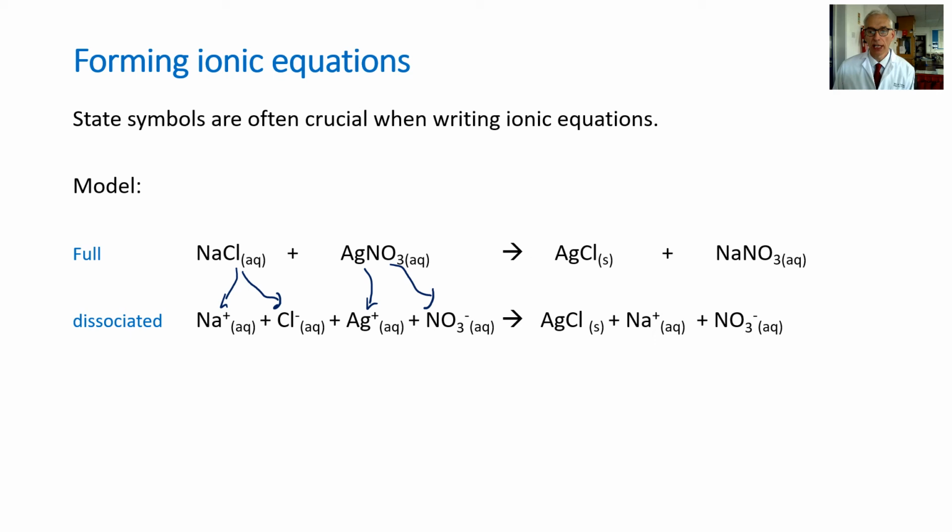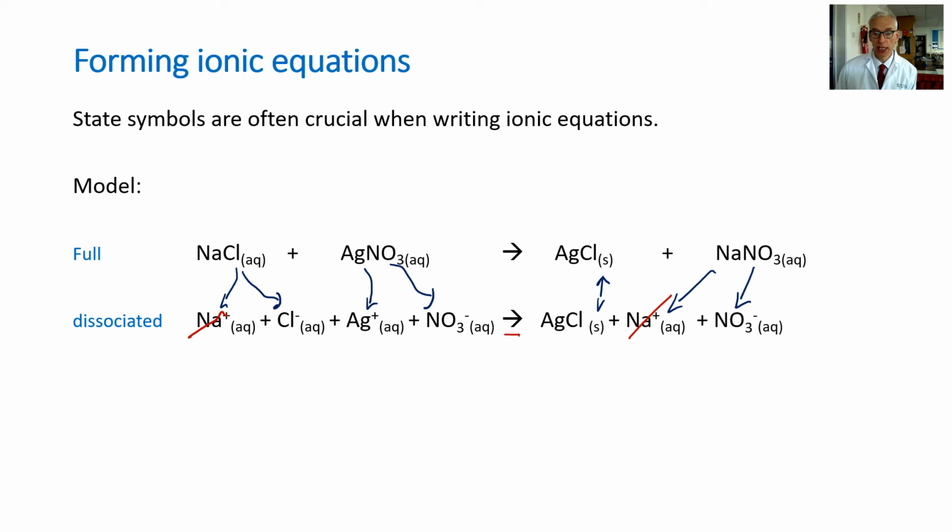Silver chloride on the right-hand side does not do that. It's a solid, so it is insoluble and the ions do not dissociate. However, sodium nitrate is soluble, forms an aqueous solution, so again it will dissociate into free aqueous ions. So what I'm going to do now is identify the spectator ions by putting a red line through them. Well, we'll see on the left hand side that we have a sodium ion, and on the right hand side we have a sodium ion. So they haven't chemically changed.